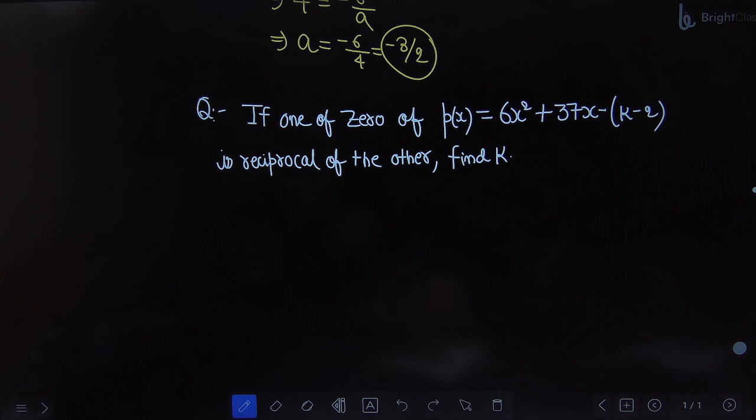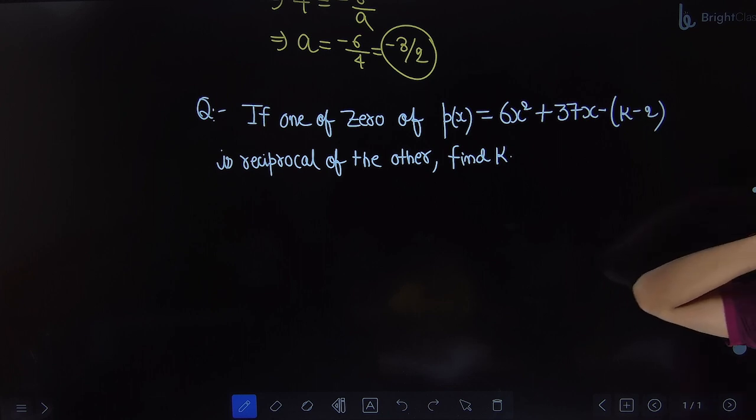Yes, sir. Sorry, sir. So this time the roots are reciprocal of each other. So if one root is alpha, the other root will be 1 by alpha. Okay. So remember one thing, whenever roots are reciprocal, listen to me carefully. Whenever roots are reciprocal of each other, what will be their product?